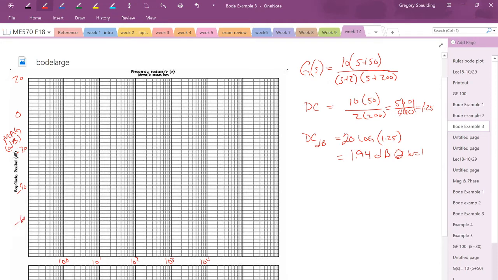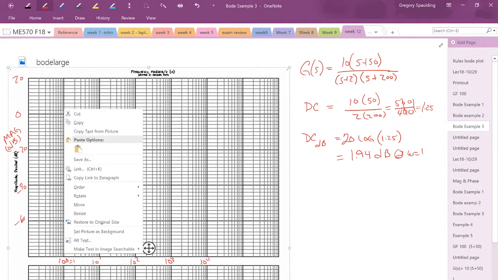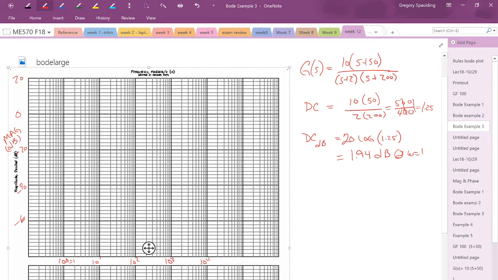Okay, so at my 10 to the 0, which is 1, we're going to plot 1.94, which should be right around there. Just about 2. And so we're going to have a starting point. So we've got a point. Now we need a slope. We need a line in there.